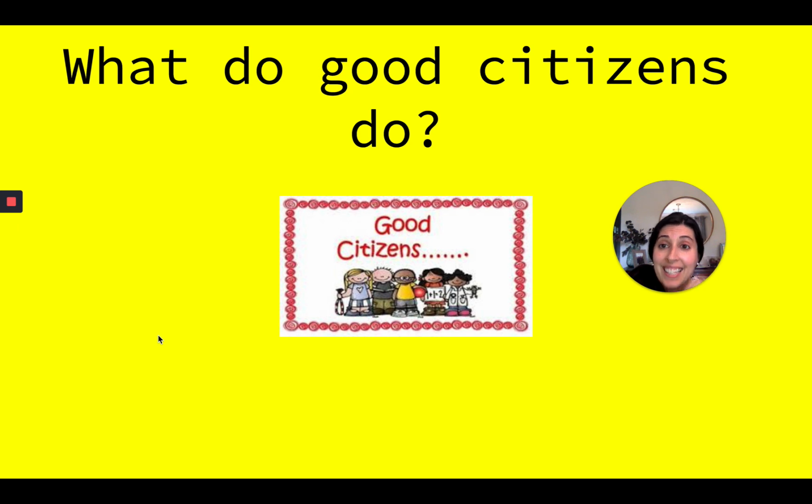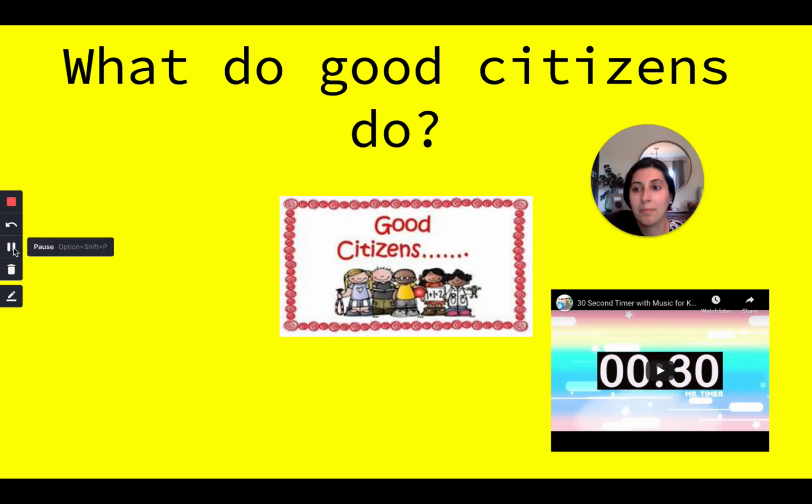Now, in our last lesson, we talked about what good citizens do. Do you remember some examples of things that good citizens do? See if you can name 3 things that good citizens do. I challenge you. Are you ready? Okay, I'm going to play some music and start a timer. So when the time is up, see if you were able to name 3 different things that good citizens do. Ready, set, go.